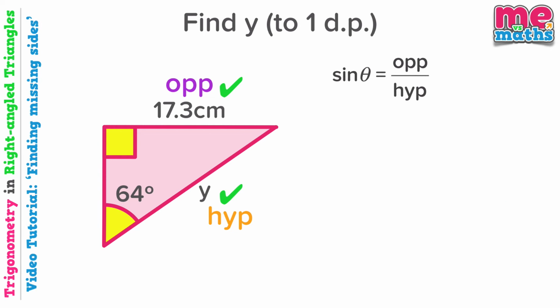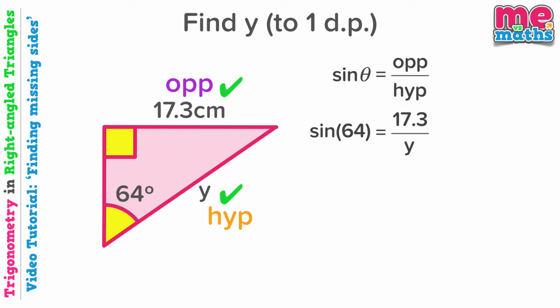So far then, no change. Let's substitute our values in and see where the difference is going to lie. So sine 64, as that's our angle, is equal to the opposite, which is 17.3, over the hypotenuse, which in our question is called y, and is what we are looking for. Notice that this time the side we want is not on top of this division, but is underneath.